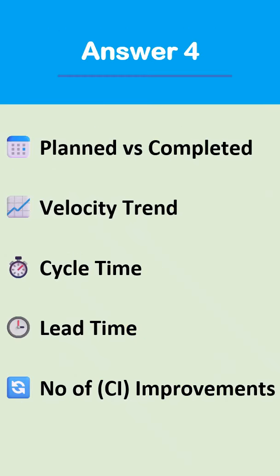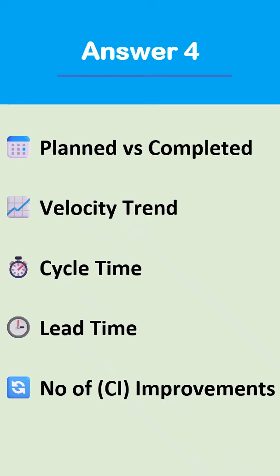So these are the five metrics that as a Scrum Master I have used in my past project. The very first one is planned versus completed. That means number of stories planned during a sprint as compared to number of stories completed at the end of the sprint. Second one is the velocity trend. What is our average velocity? The number of stories a team can complete based on the average of the sprints.